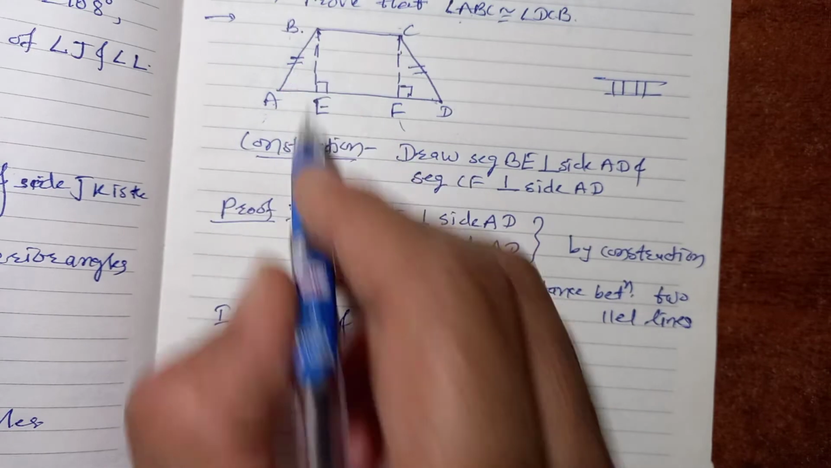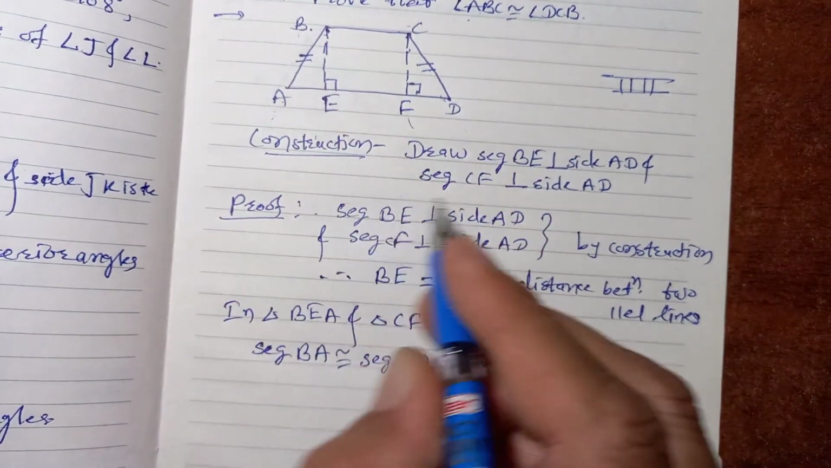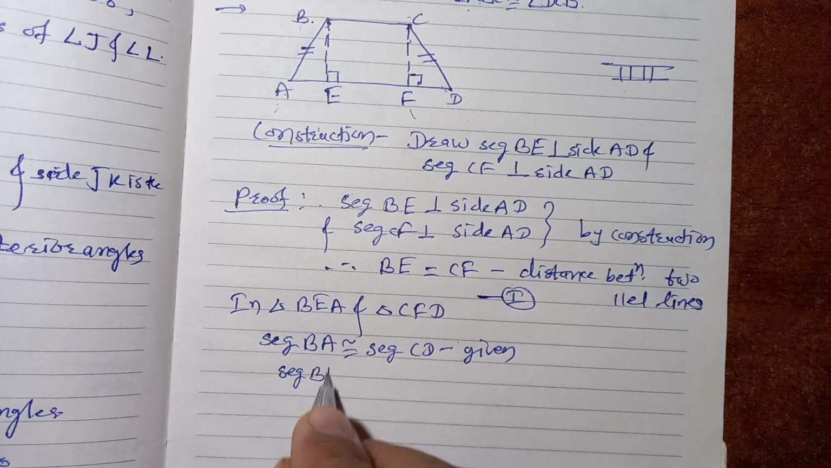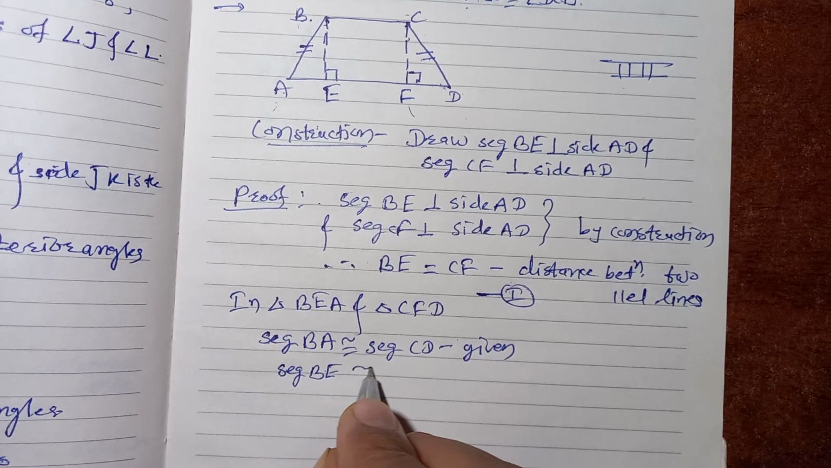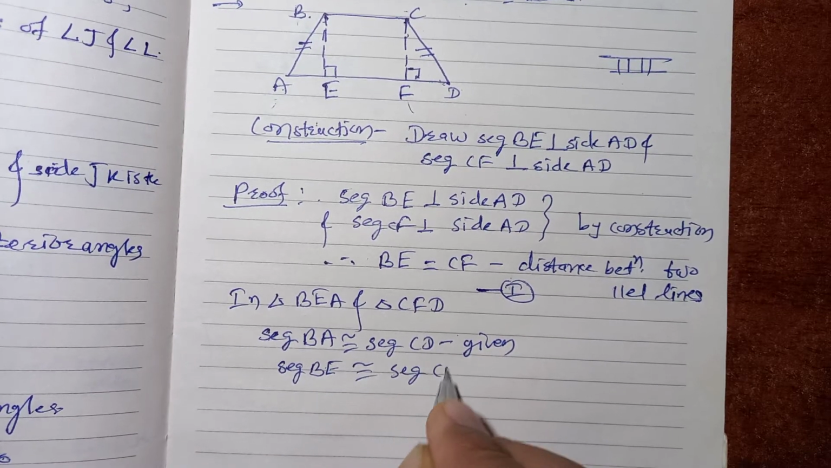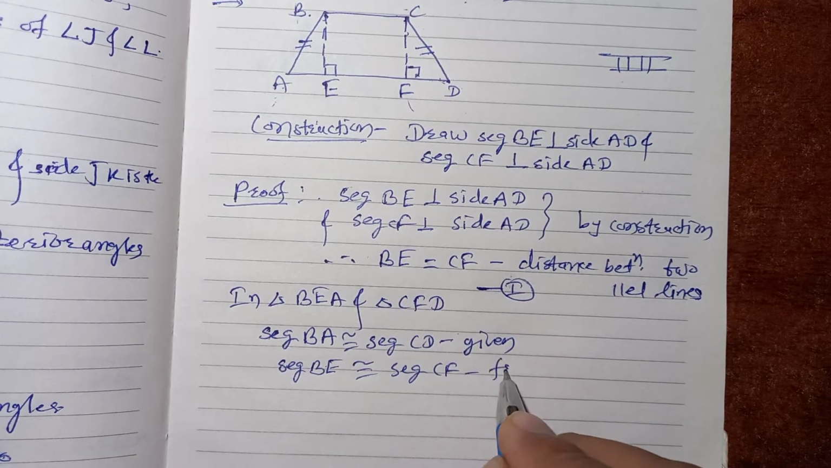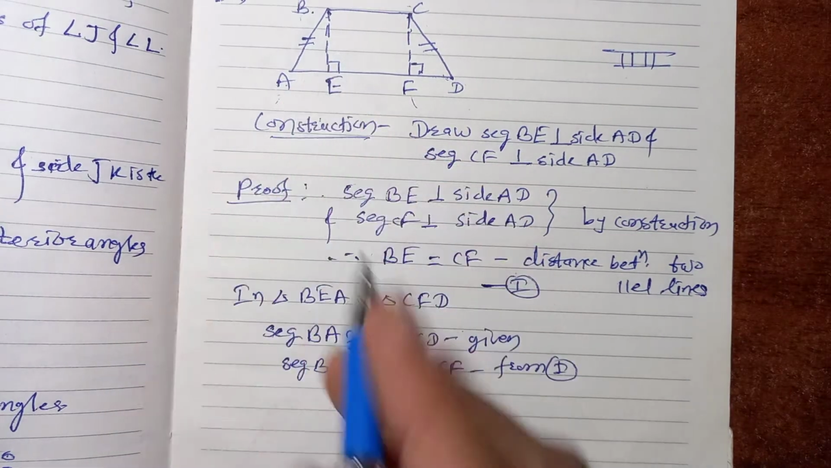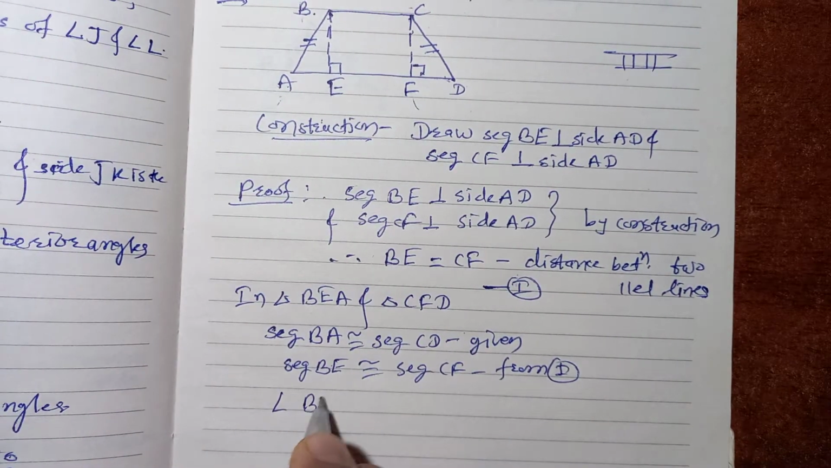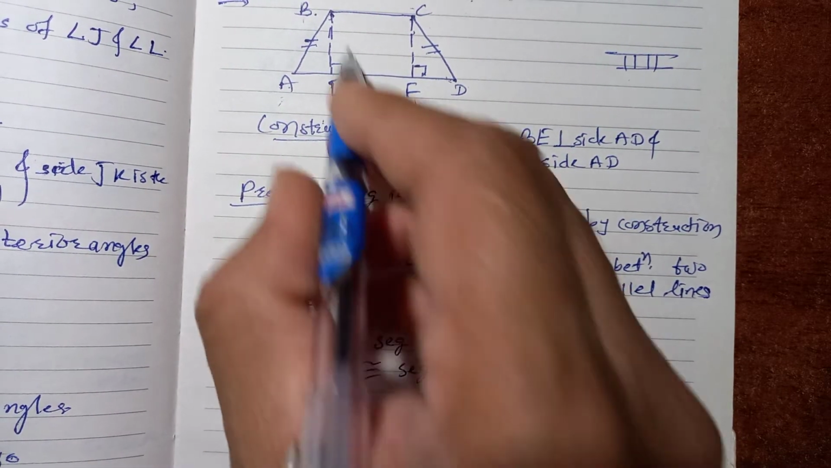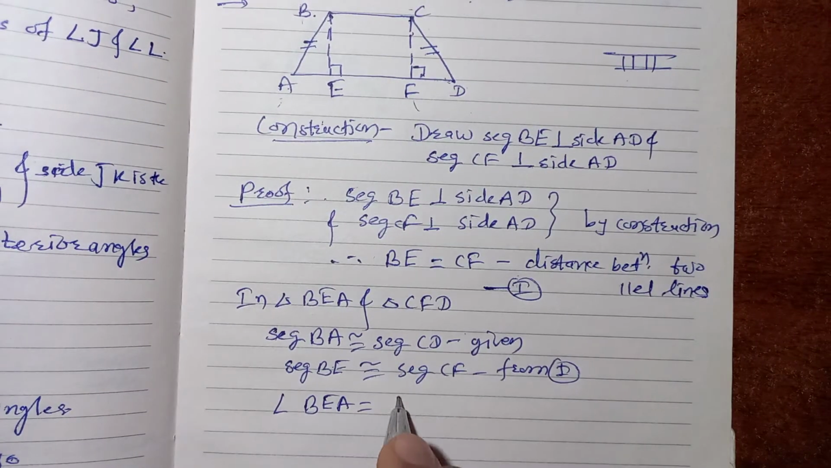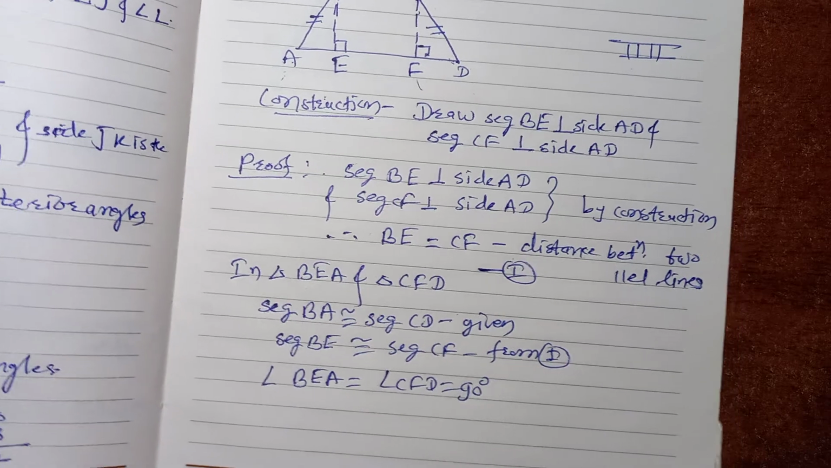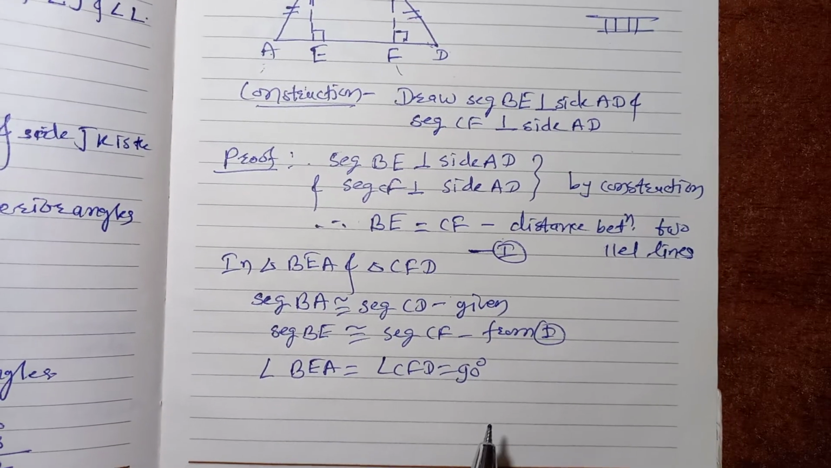Then this perpendicular is the same. BE and CF are congruent. Segment BE is congruent to segment CF. How is it? From first. Already we showed in first. And what about this angle BEA? Angle BEA is equal to angle CFD, which is what? 90 degrees. Already perpendicular, no? So it is 90 degrees.